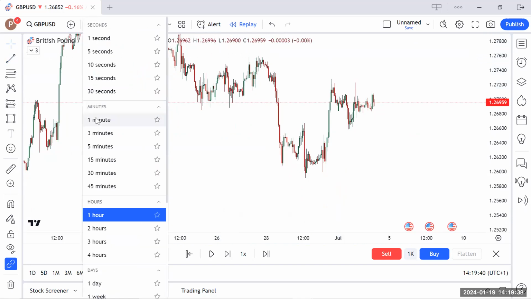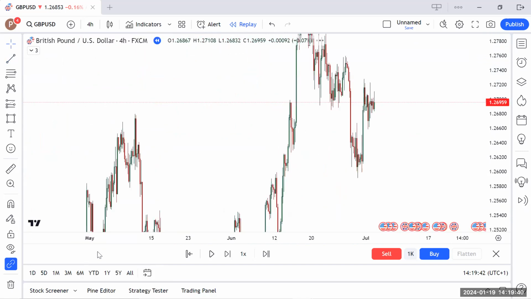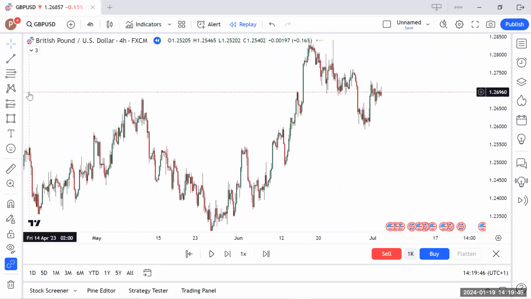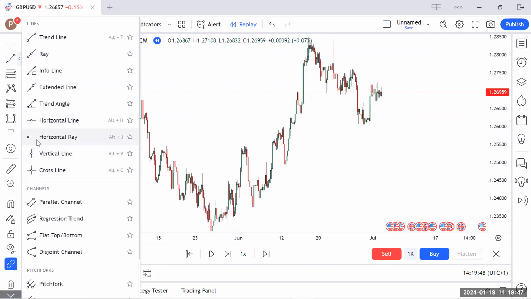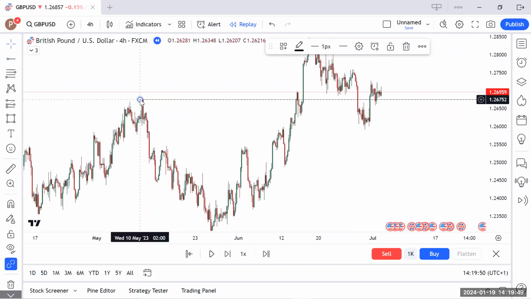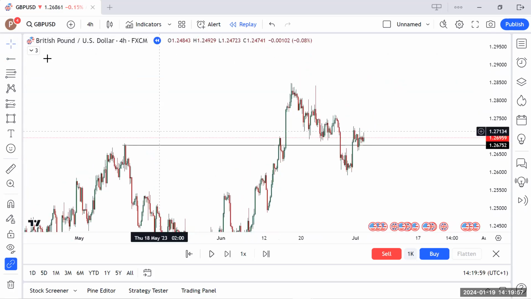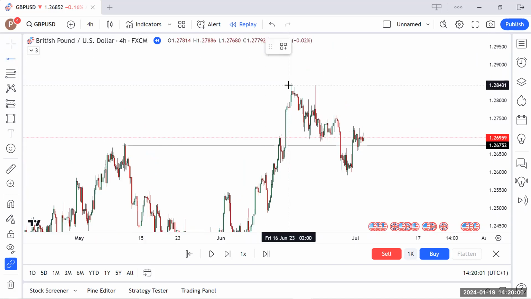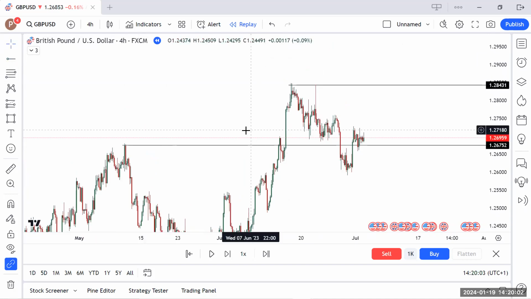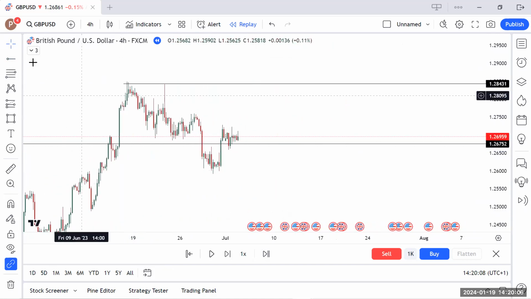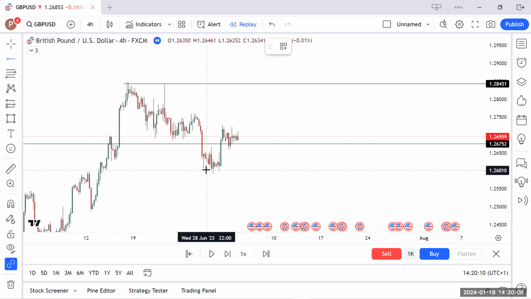On the 4 hour time frame, we can see some levels of resistance and support. So I'll start by drawing this level of resistance right here, because that's what we are working with at the moment. And then there is another level at this point. And then there is support here.